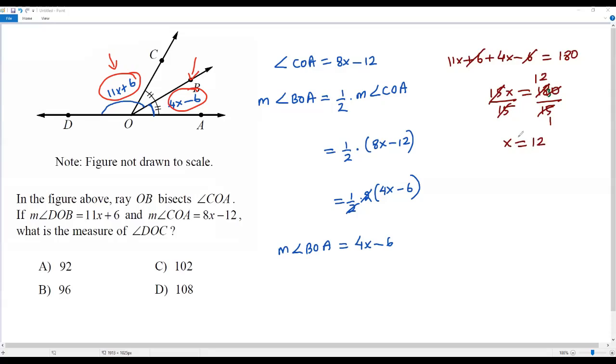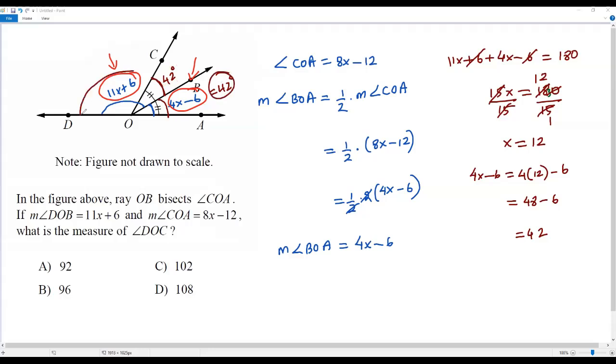Okay, now I got the value of x, that is 12. So when I plug in x equals 12 in 4x - 6, what is the value? 4x - 6 equals 4 times 12 (we plug in 12 for x), minus 6. 4 times 12 is 48, minus 6. I get 42 as the angle measure over here. So the angle measure over here is 42 degrees. And what is the angle measure over here? This one also must be 42 degrees, because the angle measures here and here are equal. So I got 42 degrees here and 42 degrees here.